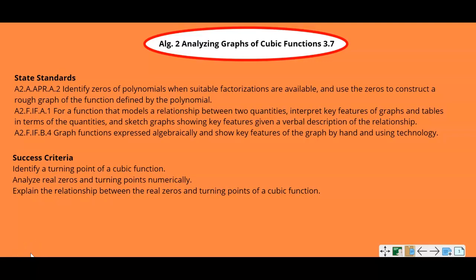Analyzing graphs of cubic functions. Here are your state standards and your success criteria. You need to be able to identify a turning point of a cubic function. You need to be able to analyze real zeros and turning points numerically. And you need to be able to explain the relationship between real zeros and turning points of a cubic function. All right, remember, a cubic function is any polynomial of the third degree.